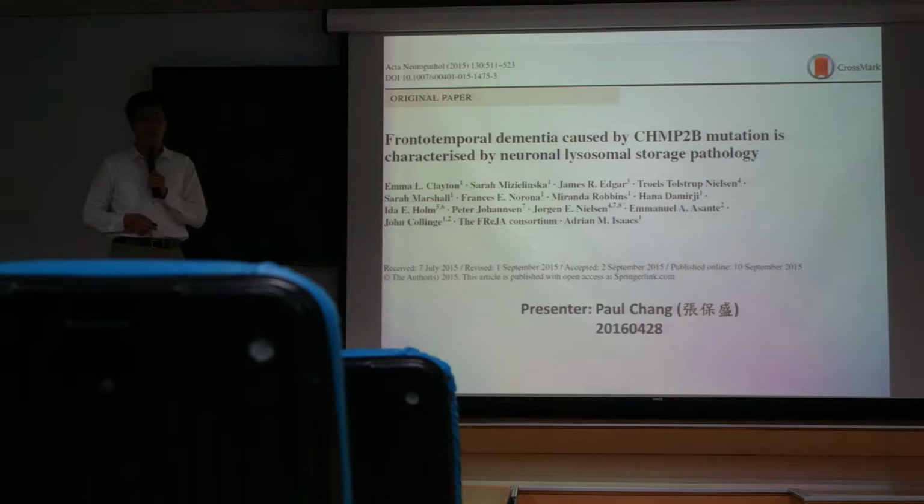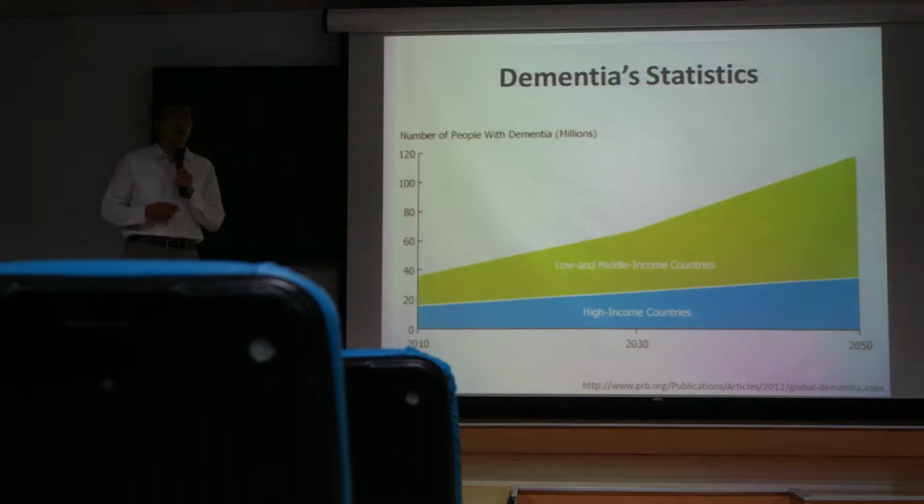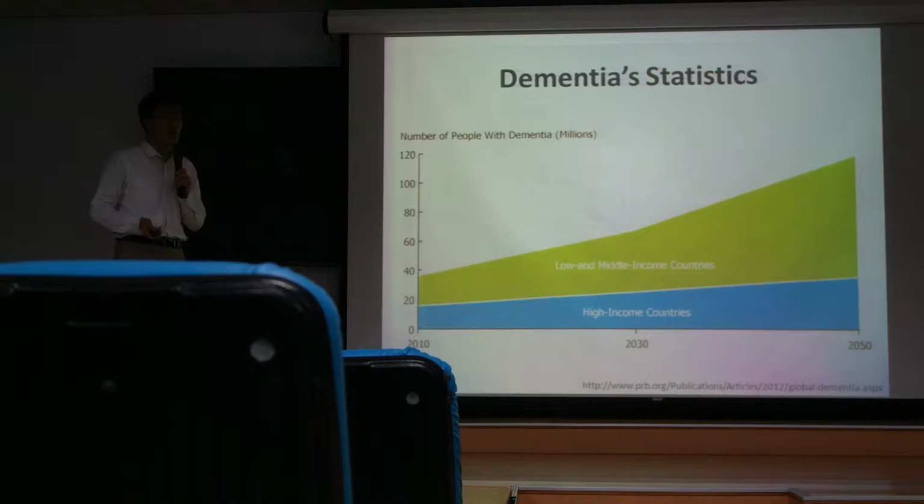And in the very beginning, I'd like to show a very astonishing statistic. The population of dementia keeps increasing from 2010 to 2015. So it will be a very crucial problem for us to face in the future. And this is why I chose this paper to present today.